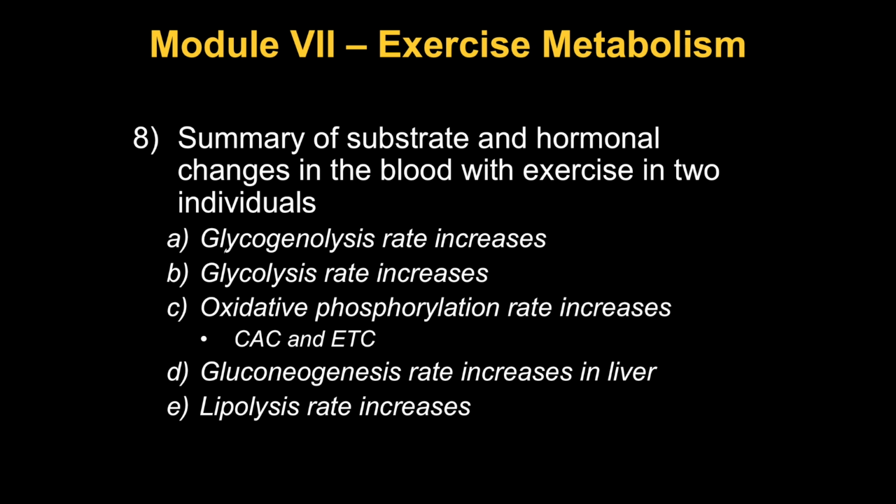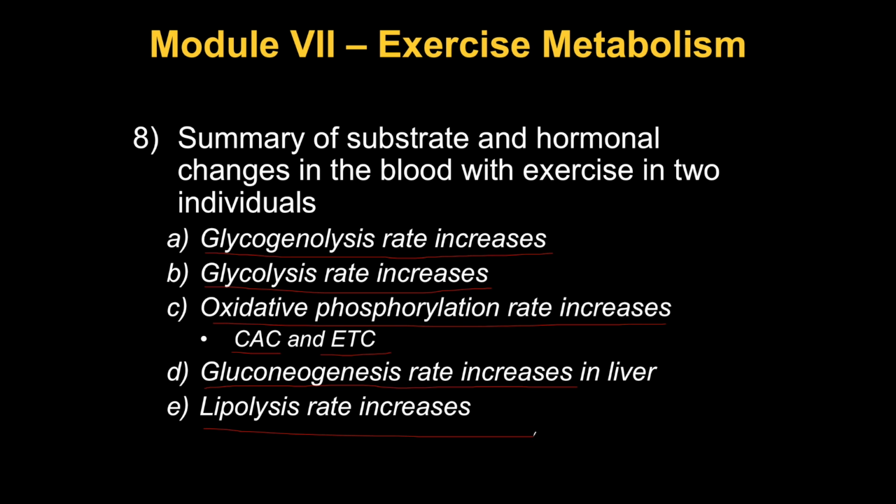So the end result here is that glycogenolysis rate is going to increase. So the breakdown of glycogen is going to be enhanced during exercise. Glycolysis is going to run at a much higher rate. Oxidative phosphorylation is going to increase, so we're going to rev up the citric acid cycle and the electron transport chain more. We're going to produce more new glucose from gluconeogenesis in the liver. And we're also going to increase lipolysis. So all of these systems are increasing just because the demand for O2 and ATP has changed.